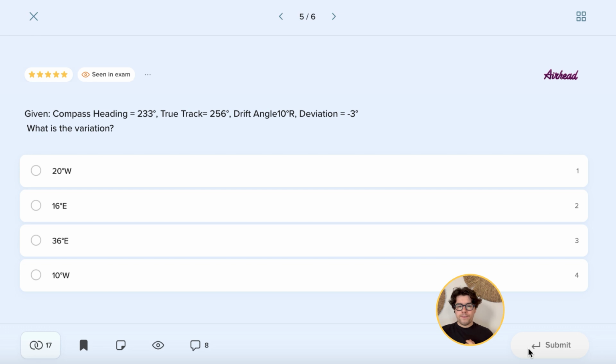Now for question number 5: given the compass heading, true track, drift angle, and deviation, what is the variation over there? This is again a very straightforward question. I'm sure you'll see at least a couple of those in GNAV, potentially even flight planning. Now the question is, how do you solve these questions?